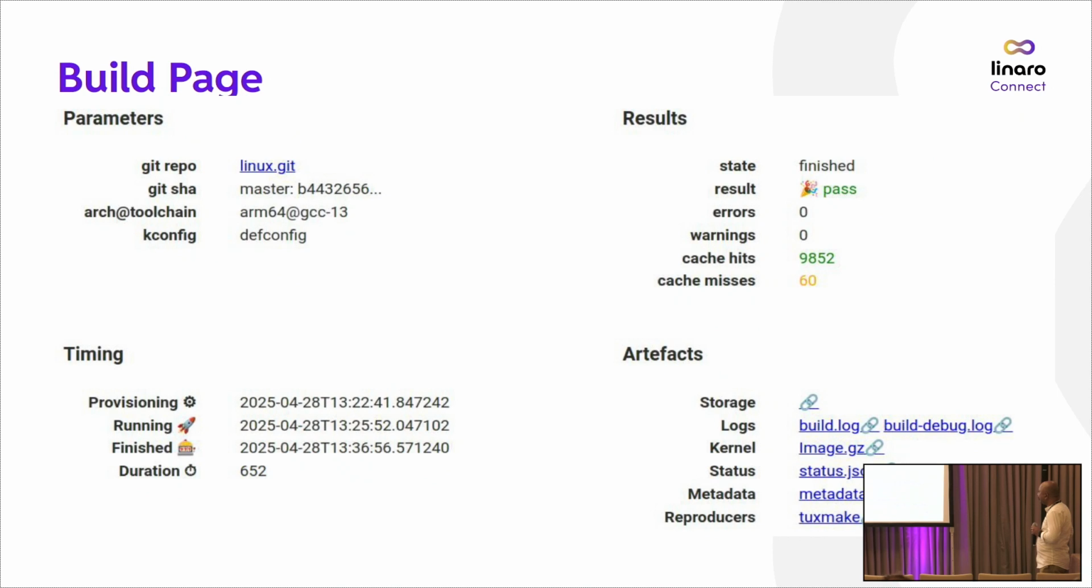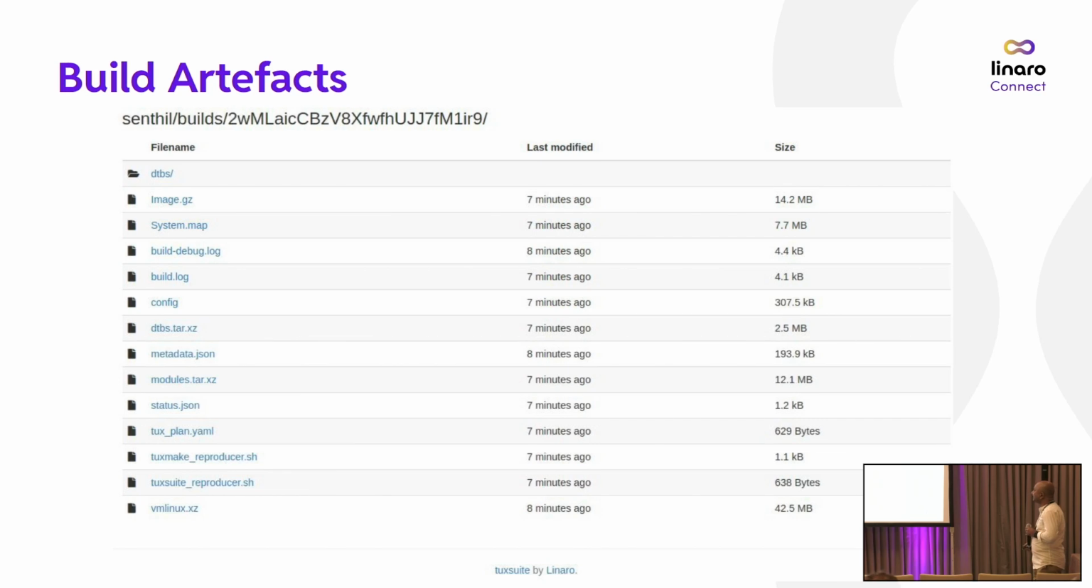So we also have the logs on how this build has been carried out. So how do these artifacts look like? This is a build artifacts page. As soon as I click on the storage, I have this. The DTBs, and this is the image, the kernel image that has been built, and other important information is available, the status.json and also the build log. The build debug log has the timing at which each and every step has been carried out as part of this kernel build.